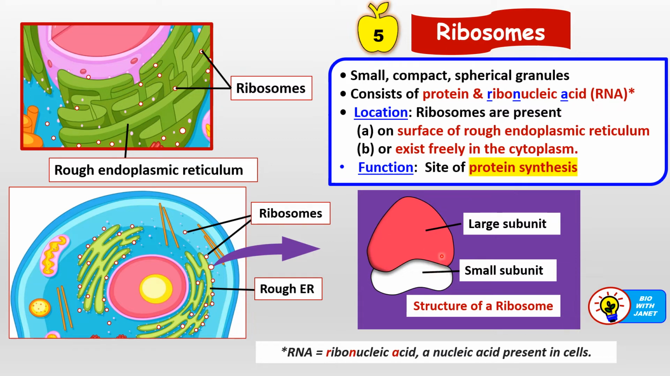So how do ribosomes make proteins? They do so by using a genetic code, or genetic instructions, that is sent by the nucleus. Now, we'll be studying more about ribosomes in another chapter when we talk about the synthesis of proteins in greater detail.